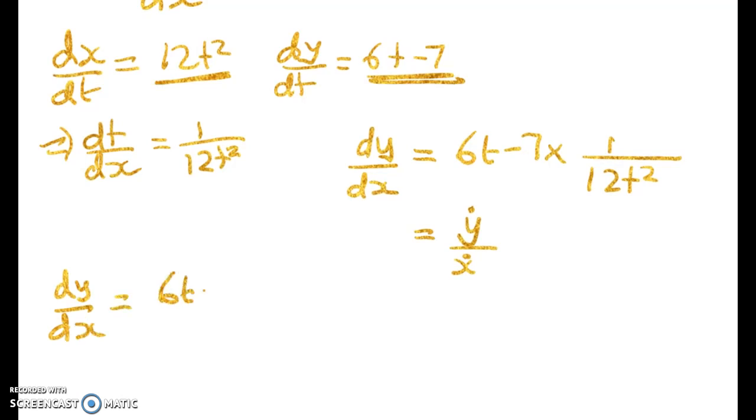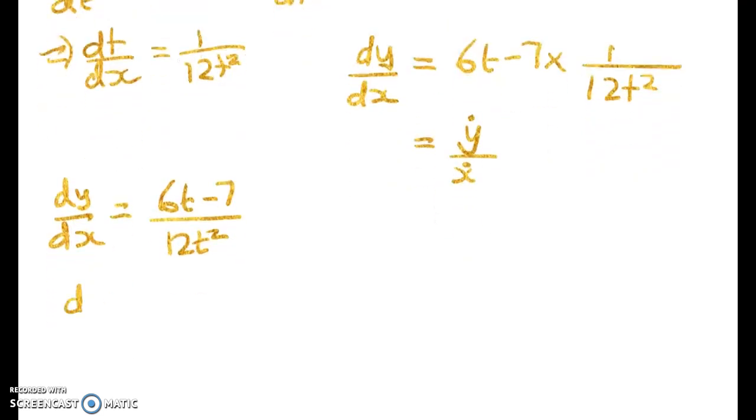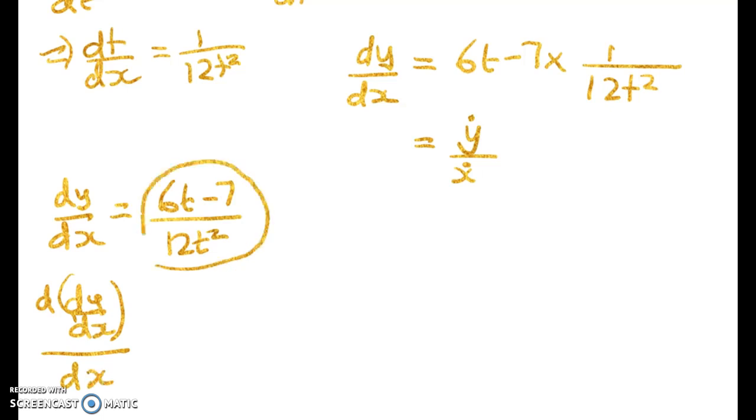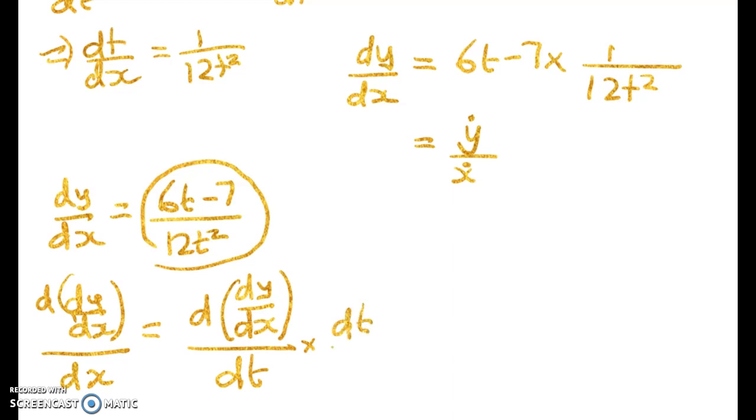Just cleaning up the first derivative, we get this. The second derivative is what we get when we take dy by dx and differentiate it with respect to x. The only trouble is that this is done with respect to t, so we have to use the chain rule again. This is really just a little bit of quick revision of the second derivative when you're doing parametric. We now need to take this and differentiate it with respect to t, and then times by dt by dx.